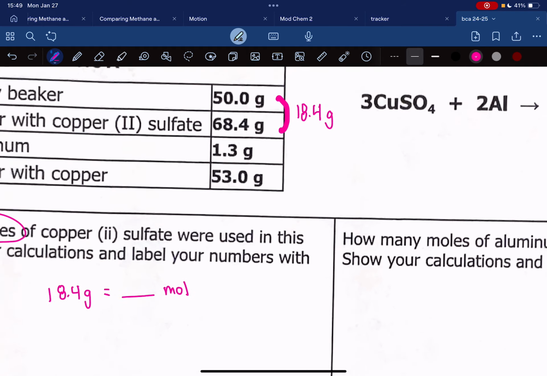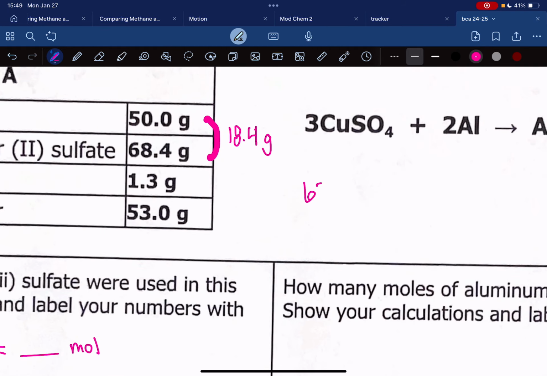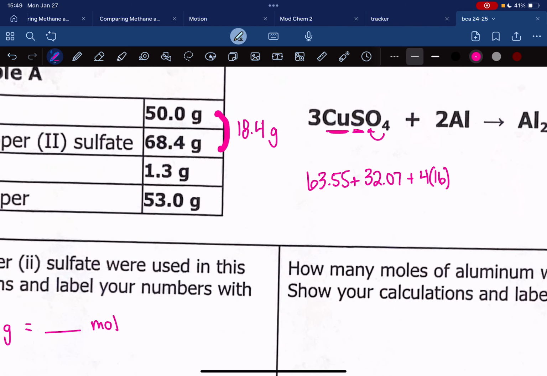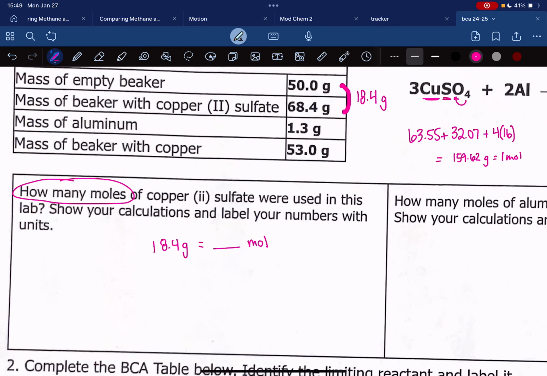So to get the molar mass, I'm going to add 63.55 for my copper. I'm going to add 32.07 for my sulfur, and I'm going to add 4 16s for each of my 4 oxygens. Remember, oxygen has a mass of 16, or a molar mass of 16, I should say. When I add all that up, I get 159.62 grams. And remember, that's the mass of 1 mole. So that's how I'm going to write it down here. 159.62 grams equals 1 mole.